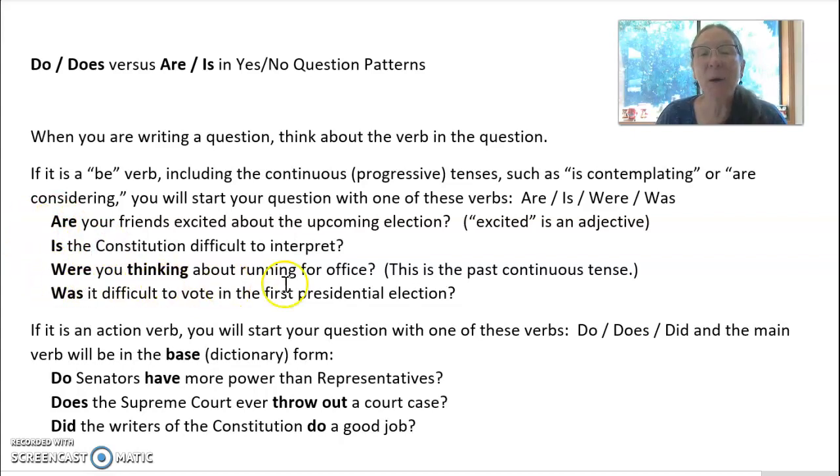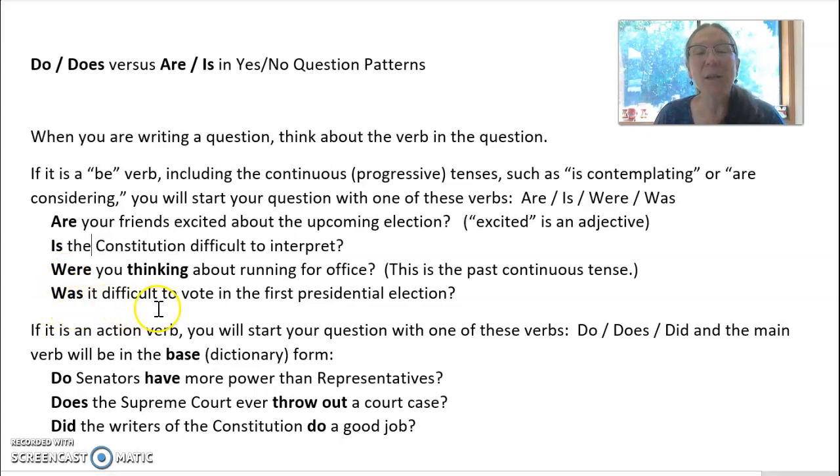Were you thinking about running for office? In this be verb question, were you thinking, the thinking is the past continuous tense. Is thinking, are thinking, was thinking, were thinking. Those are the past continuous or the past progressive tense.